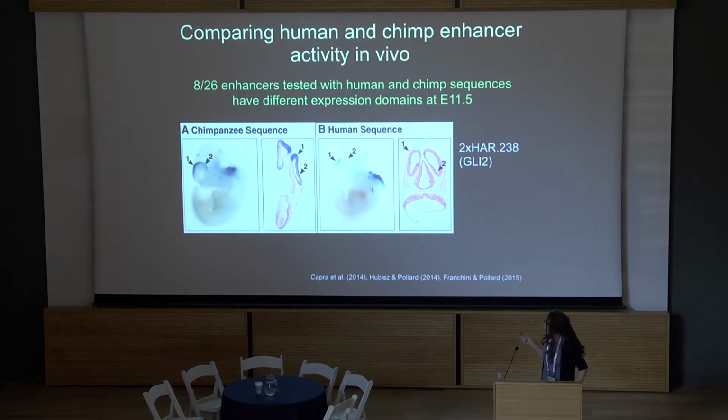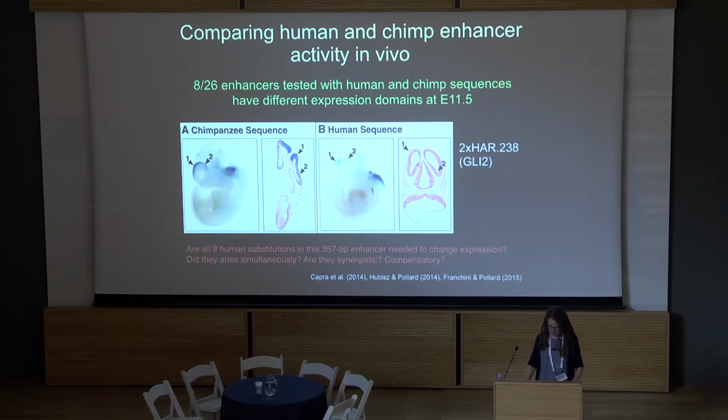Briefly, some of these differences that we've seen in the massively parallel assay, we also can validate in animals. So the question I had was then, let's say you have a HAR, in this case, 2xHAR238. It's 357 base pairs long. It's an enhancer. There's some differences. It actually has 9 fixed differences between human and chimp. Did you need to change all 9 of those base pairs or not?